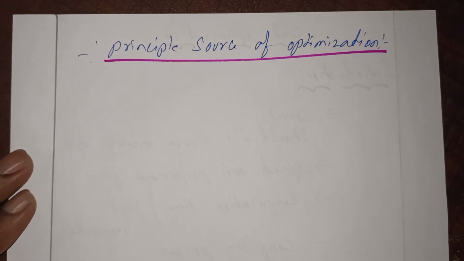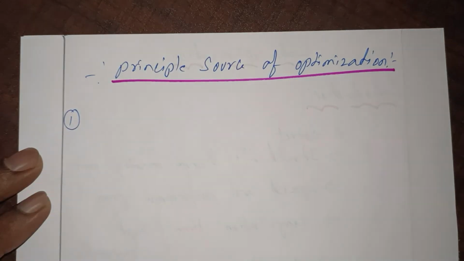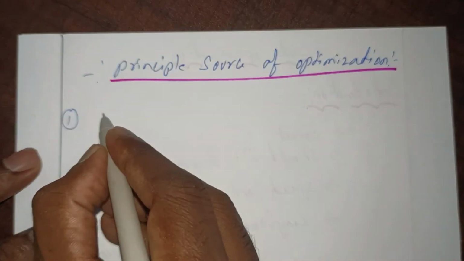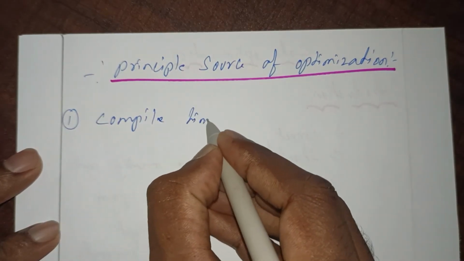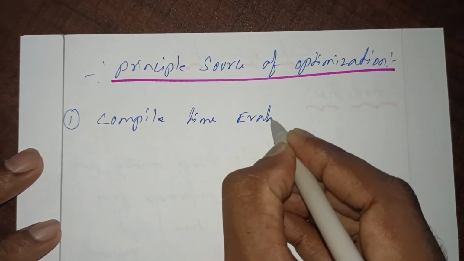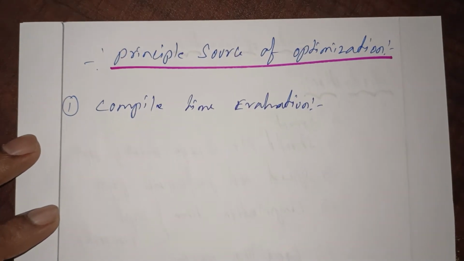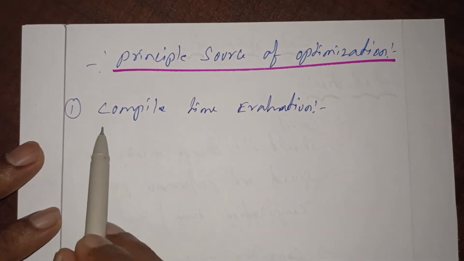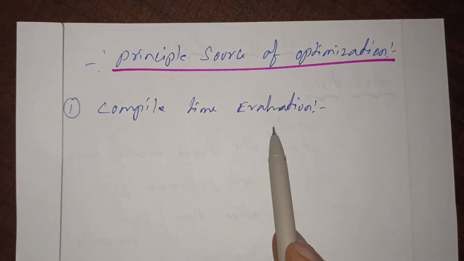So let me take you to the principal sources of optimization, which are the most important and globally used. In this part, let me explain the first basic part of it, that is compile time evaluation. This is the first important fact of the principal sources of optimization. What does compile time evaluation do? I will explain with an example.